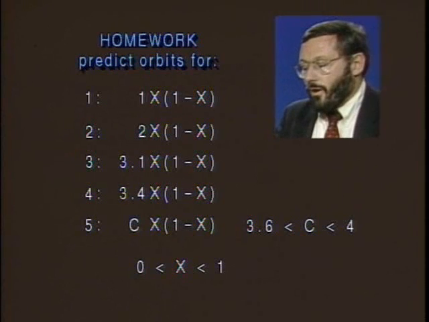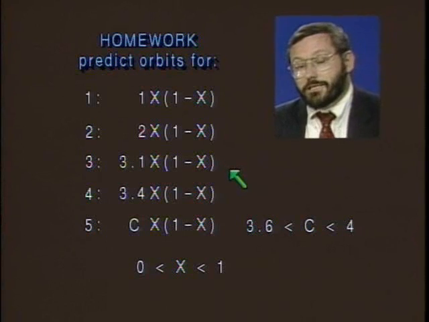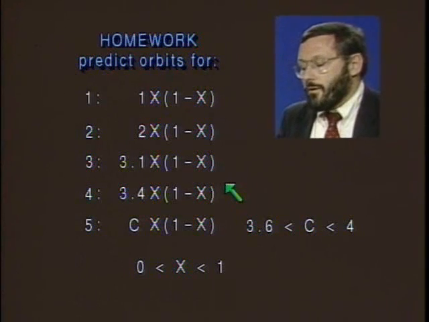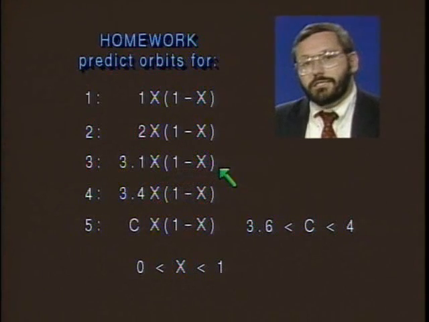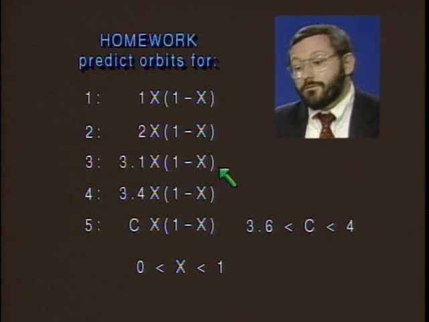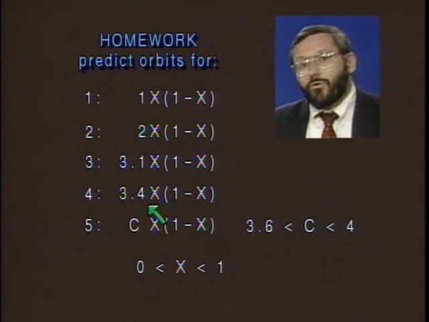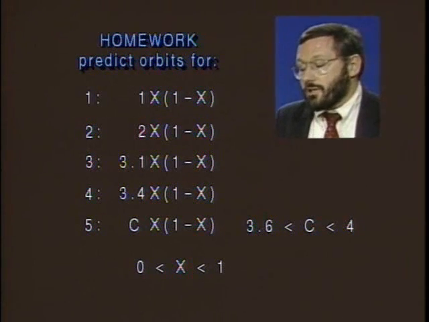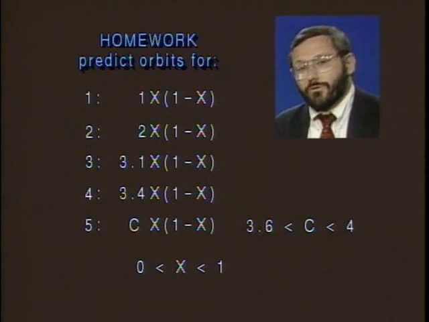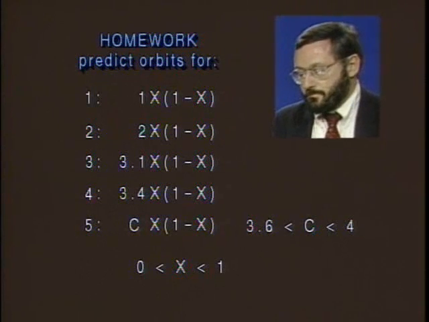On the other hand, the next two, 3.1x times 1 minus x and 3.4x times 1 minus x, yield slightly surprising behavior. When you iterate this function, 3.1x times 1 minus x, all orbits tend to cycle back and forth between two different values. If you use 3.4 as the value of the parameter and iterate that function, all orbits tend to cycle back and forth between 4 different values of x. This is actually the beginning of what's known as the period doubling route to chaos, another of the very important discoveries in dynamics in the recent decade.